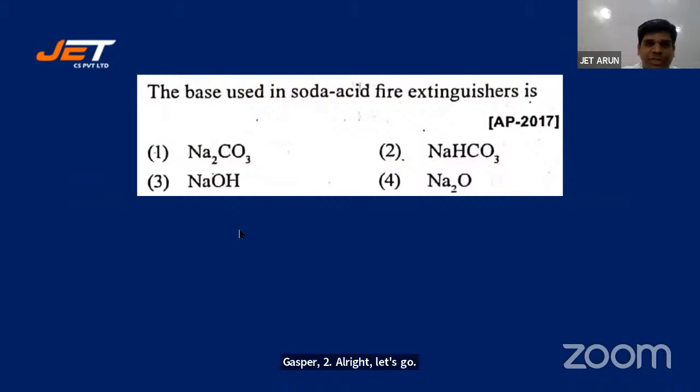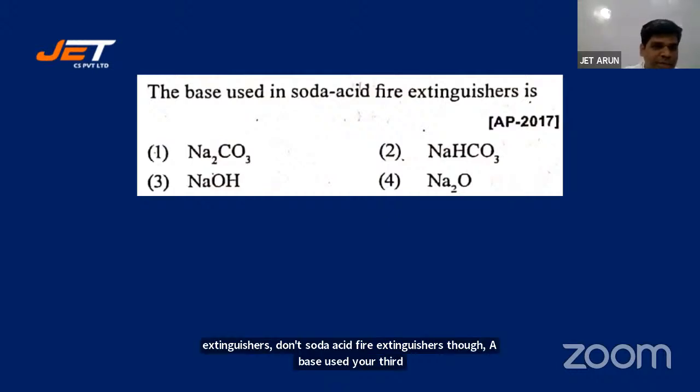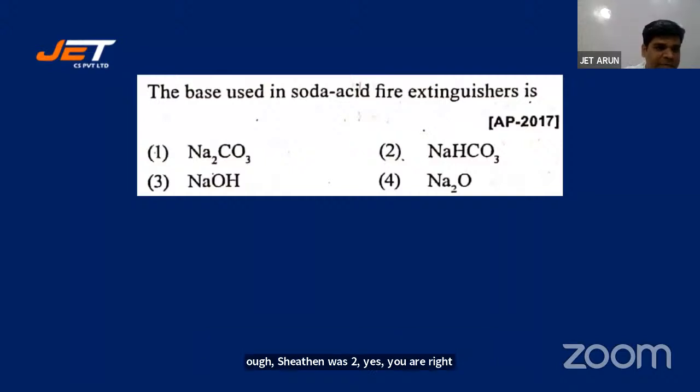The base used in soda acid fire extinguishers is... In soda acid fire extinguishers, a base is used. Chetan said 2. Yes, you are right. Geeta is right. In this case, it's 1. No, the base used is this one.